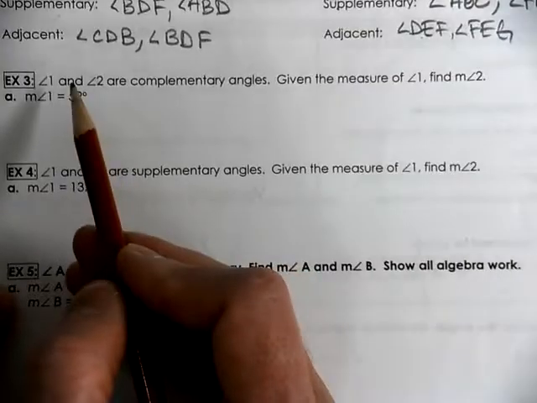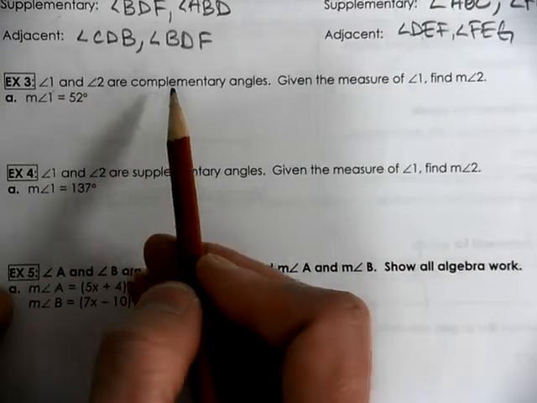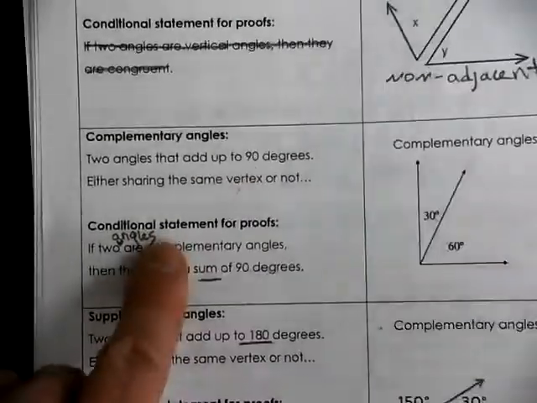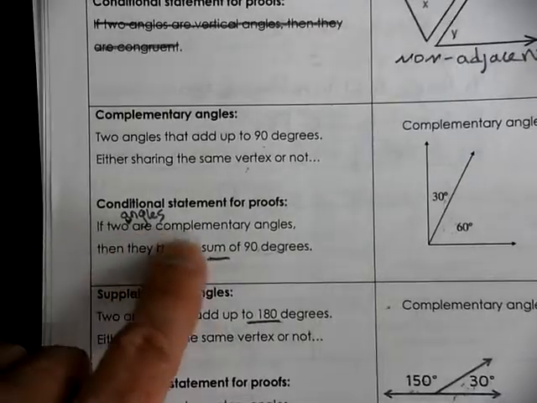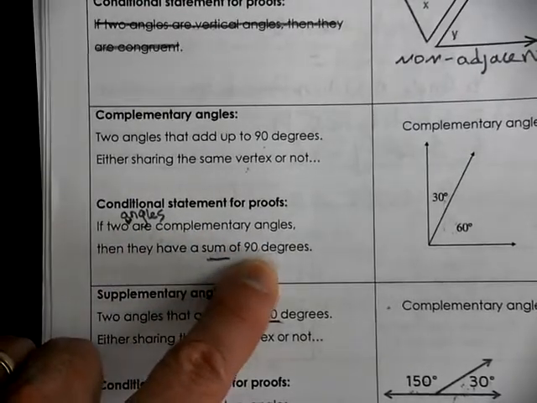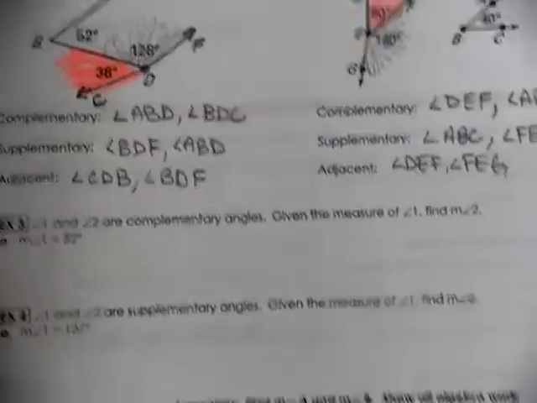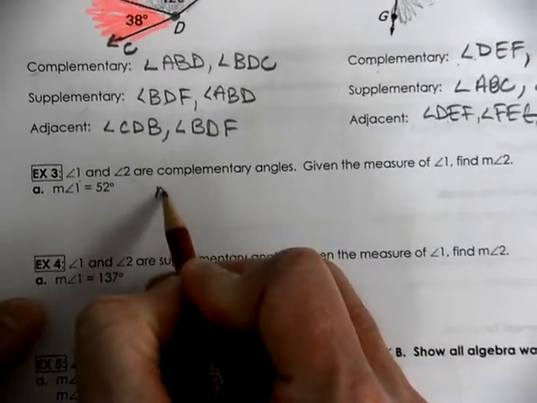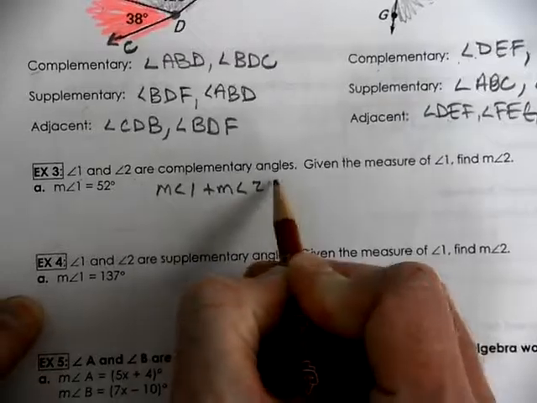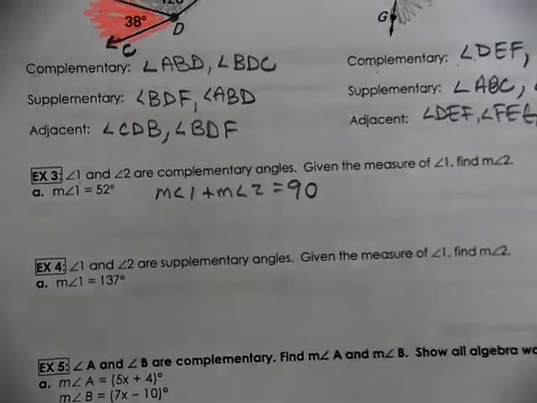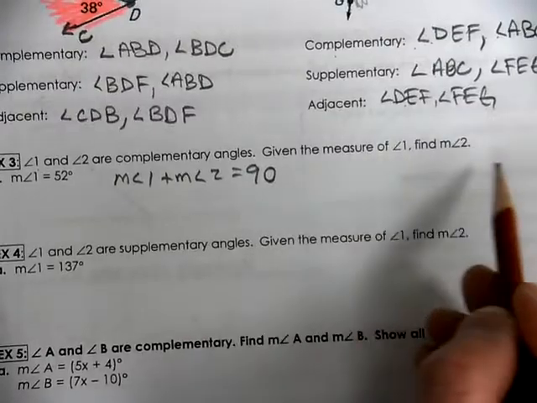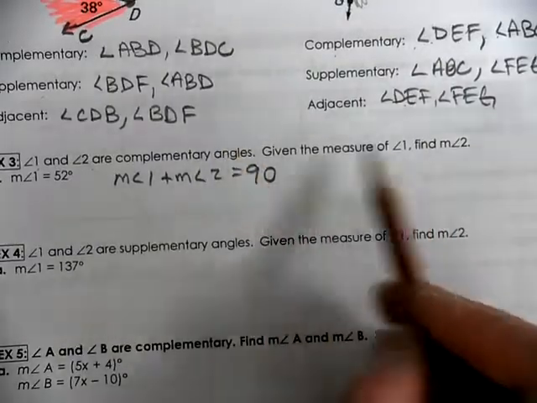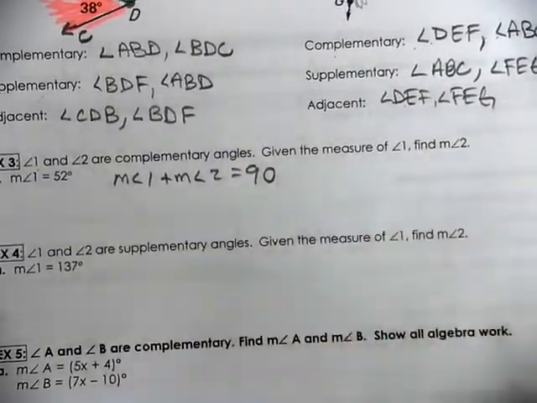So the first thing we're recognizing is that angle 1 and angle 2 are complementary angles. Looking back at your notes, we learned that if two angles are complementary angles, then they have a sum of 90 degrees. So the given information tells you that they are complementary. So we know that the measure of angle 1 plus the measure of angle 2 equals 90 degrees. If we were doing a proof, that's what we would write next to it for the reason: if complementary. Now we know that their sum is 90.